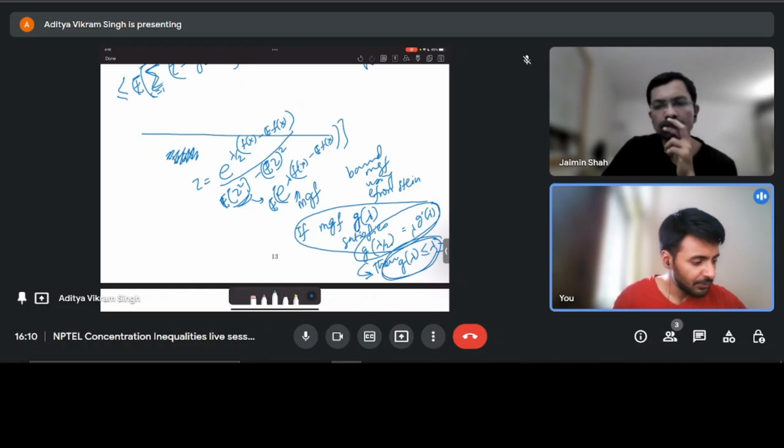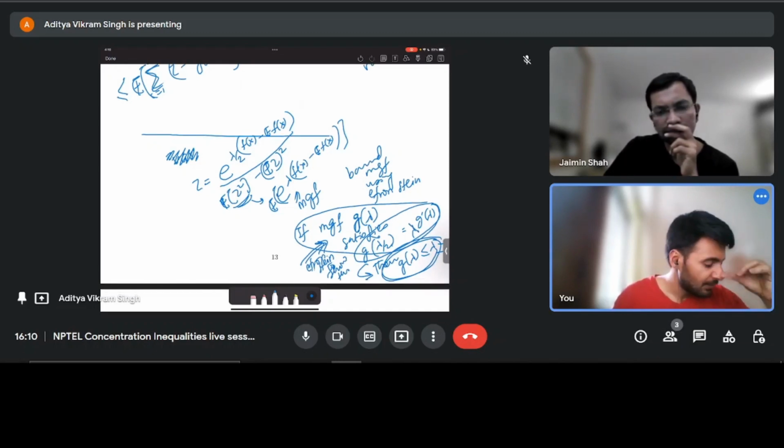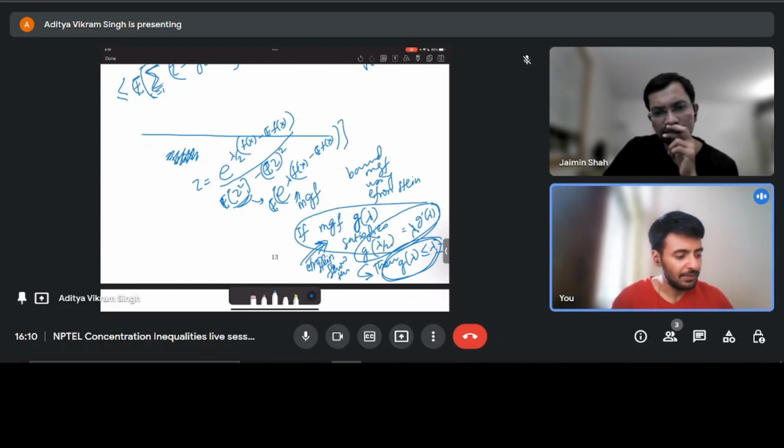And to show that g of lambda satisfies this condition, you use Efron-Stein to show this functional equation, that g of lambda by 2 is related to g of lambda by some quantity. This is not exactly correct, but you can use Efron-Stein for this. This is how you get a bound on the moment generating function using Efron-Stein.